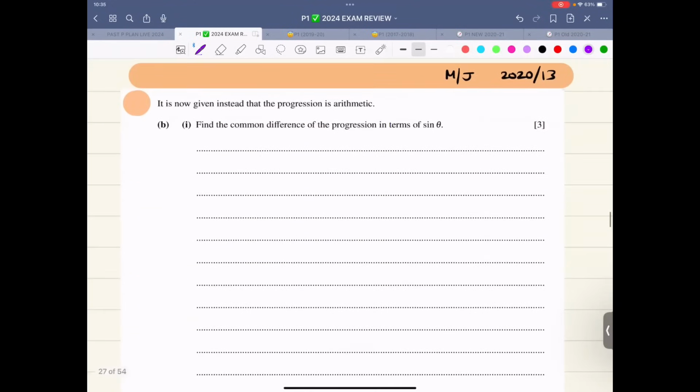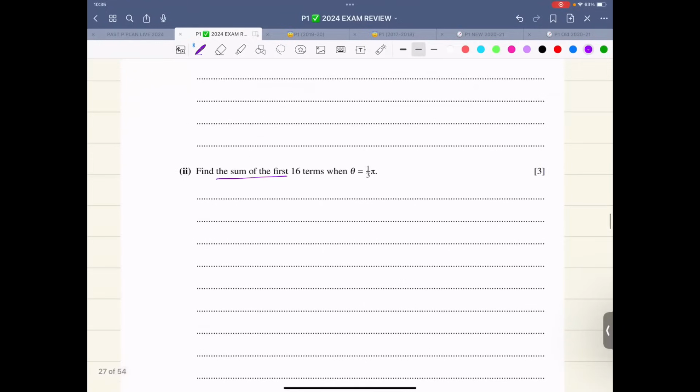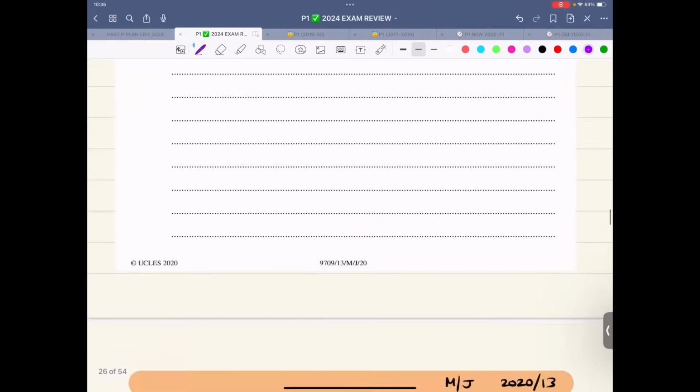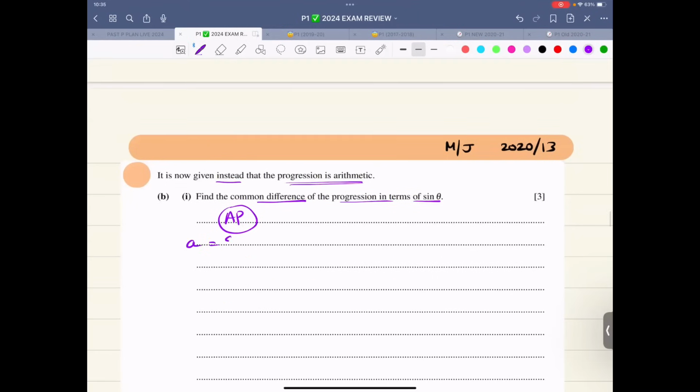Now the second part, it is now given instead that the progression is arithmetic. So if it's an AP, find the common difference of the progression in terms of sine theta. That's the first part. Find the sum of the first 16 terms when theta is pi by 3. So again, write it. a is sine squared theta, and a plus d. This is T1. This is T2.